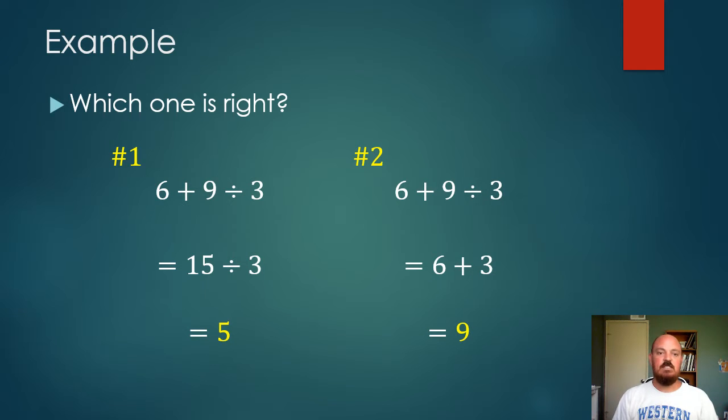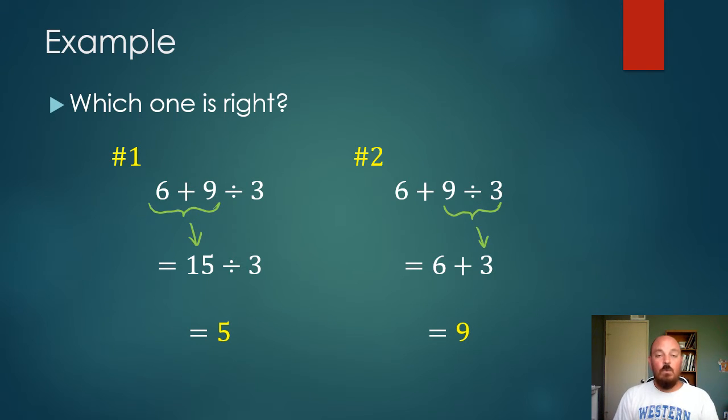So the question is 6 plus 9 divided by 3. So what we have is two operations. One is addition and one is dividing. Now if you look at the two questions, let's start by identifying what was done differently. In the first one, the student did the 6 plus 9 first and got 15. But in the second one, the student did the 9 divided by 3 first and got 3.